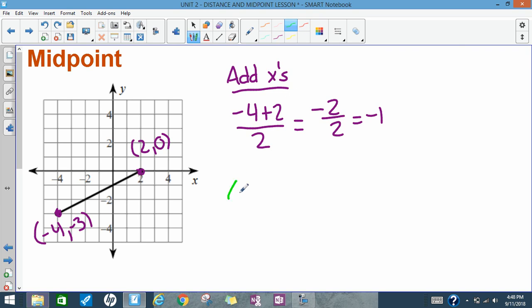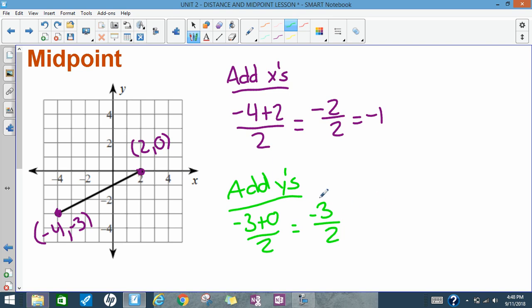I can also add the y's. -3 plus 0, I'll divide by 2. Get -3 over 2. And we can leave it just like that in fraction form. And so that means that our midpoint is located at (-1, -3/2), or (-1, -1.5). So -1, -1.5. That's right there. And that should look like it's right in the middle of these 2 original points. So there's our midpoint.